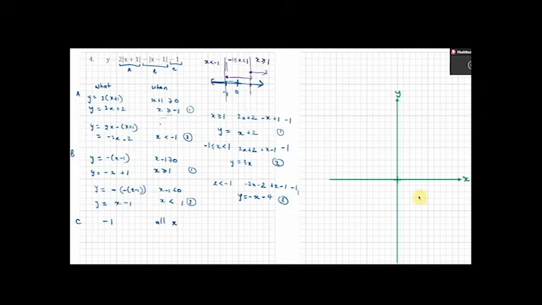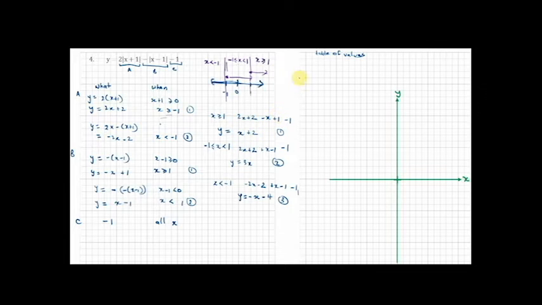So now we put in our axes for graphing, and we've got 3 lines depending on where we are in the domain. 3 lines depending on the x values. So let's start with the first one, and we'll put a table of values. We need 2 points to draw a straight line.